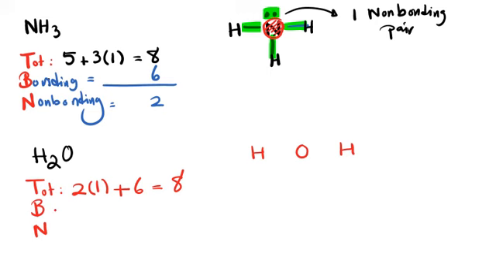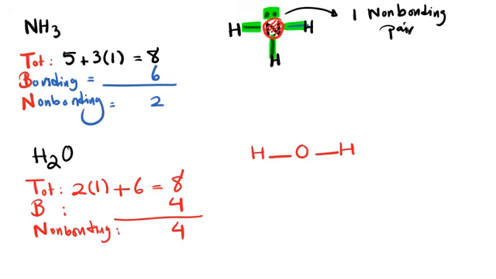Bonding electrons. I need to make a bond between the central atom and each terminal. I did that one. 2 bonds, which means 4 electrons. So we are going to subtract to find non-bonding electrons. We have 4 non-bonding electrons.